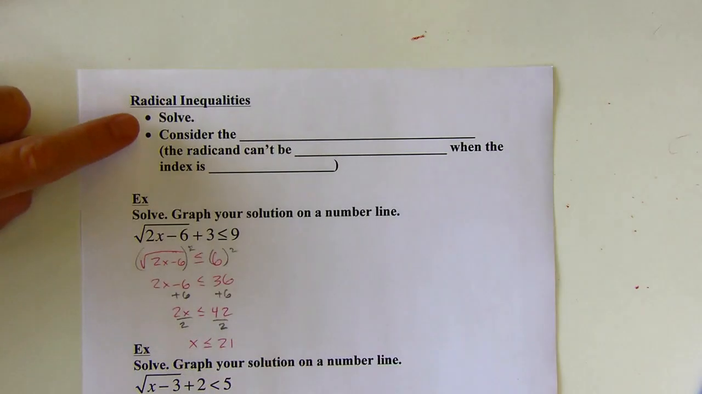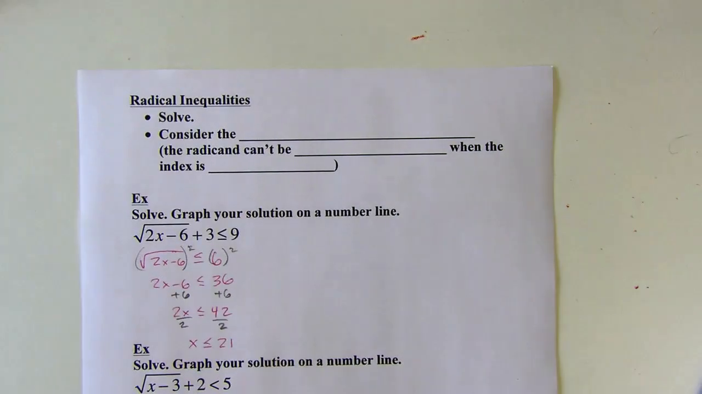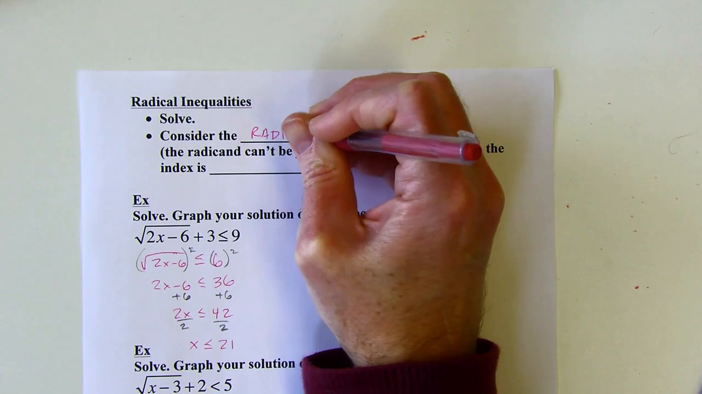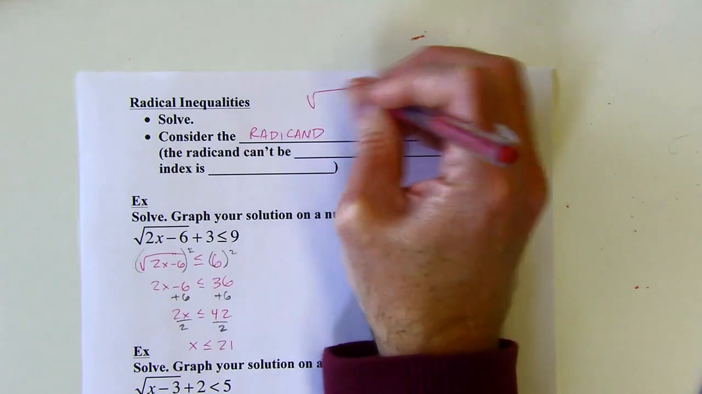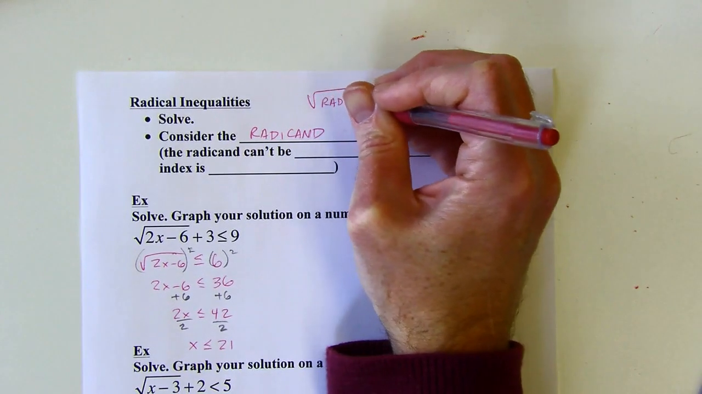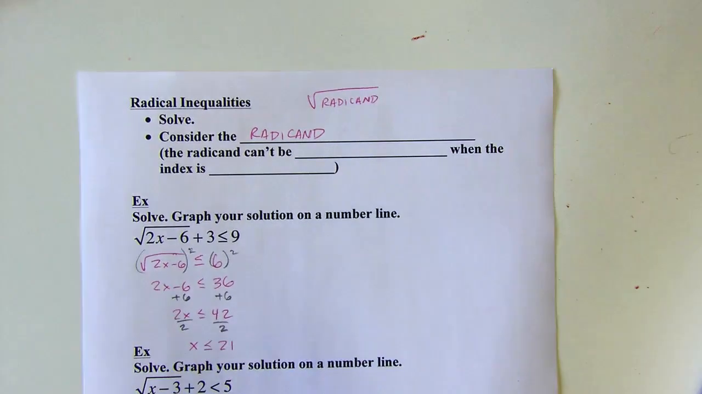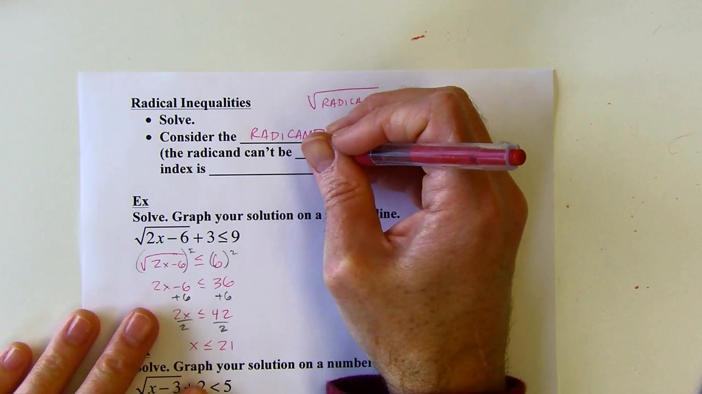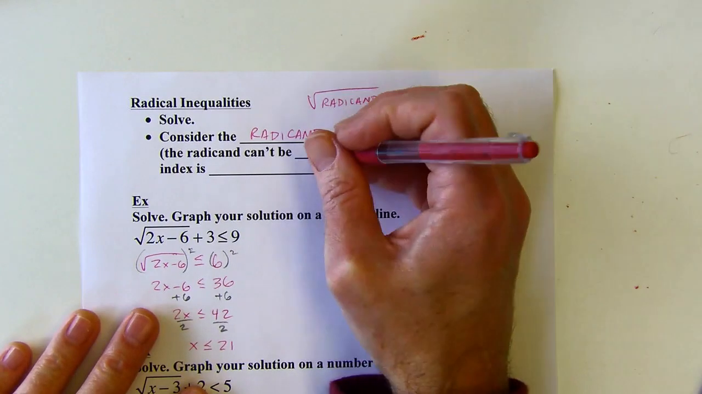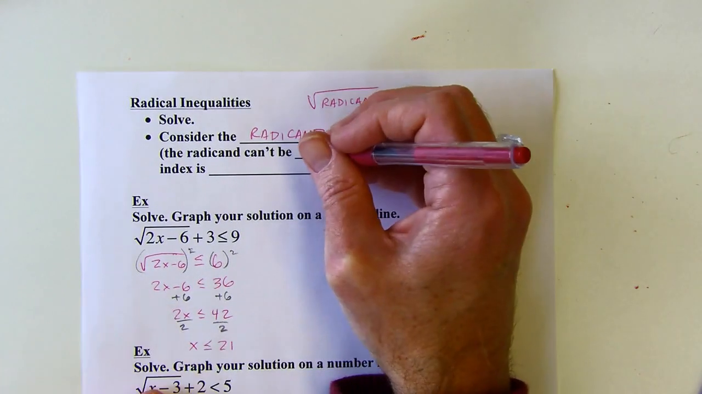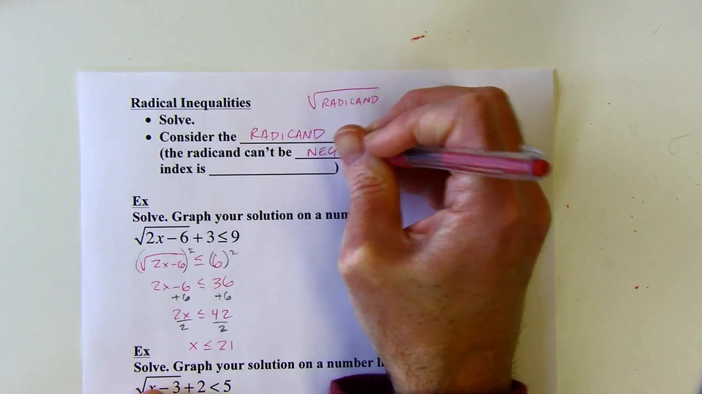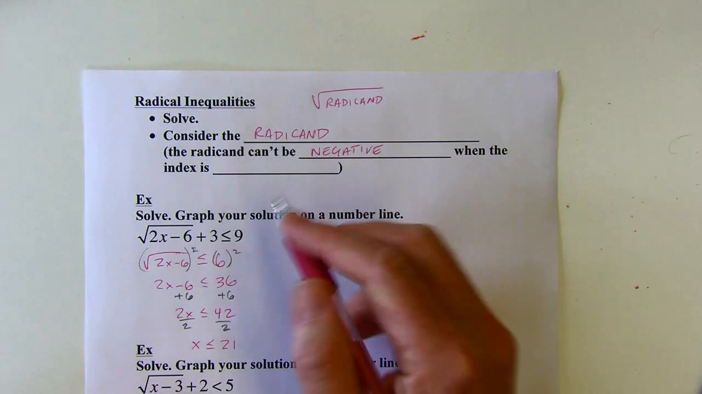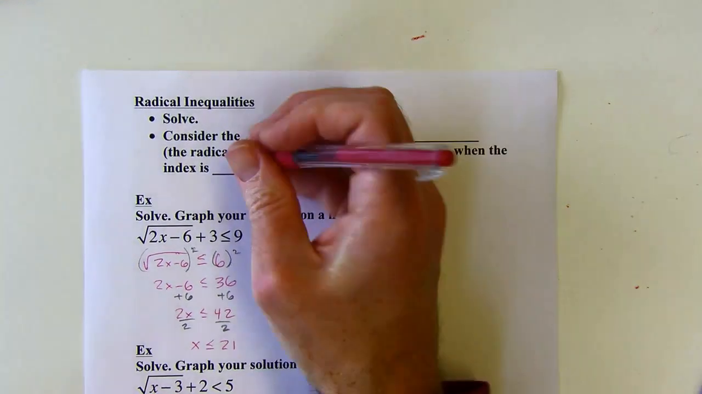Because the other step after we solve, we want to consider the radicand. Once again, the radicand is the part underneath the square root symbol. So whatever is under here is the radicand. The radicand cannot be negative. If I had a negative number under here, it would be imaginary. There's nothing wrong with imaginary numbers, but you can't graph them on a number line.